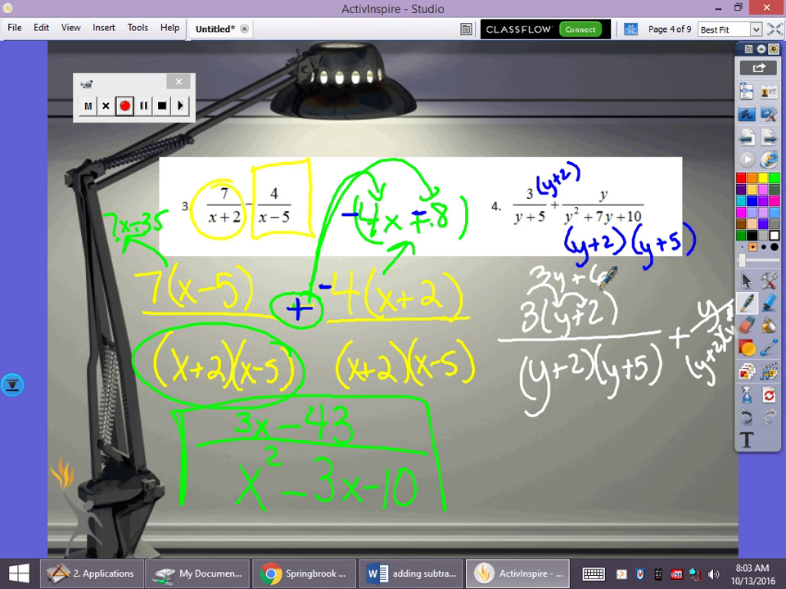6. Okay. Now, I'm going to take this and go back to this. So I get y squared plus 7y plus 10. 3y plus y is 4y plus 6. Problem done. Okay? I'll move the screen up.